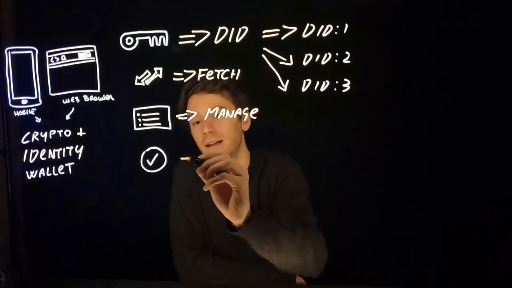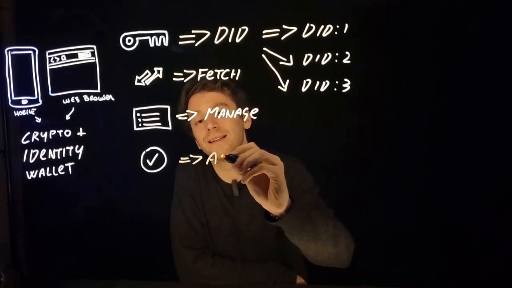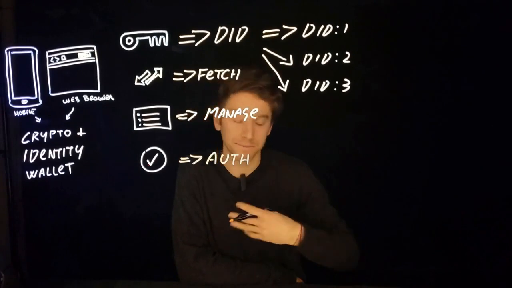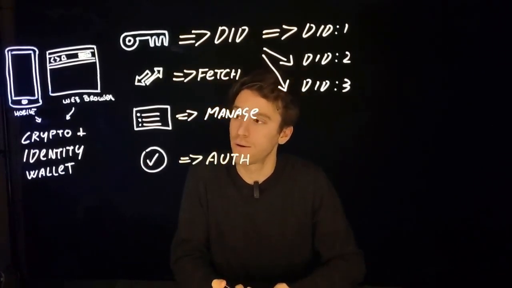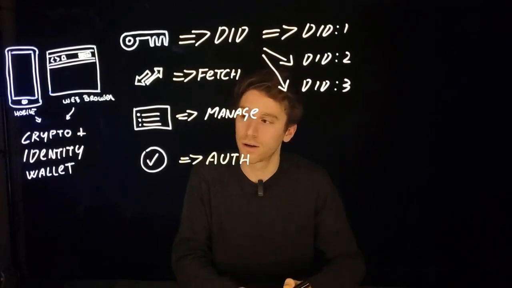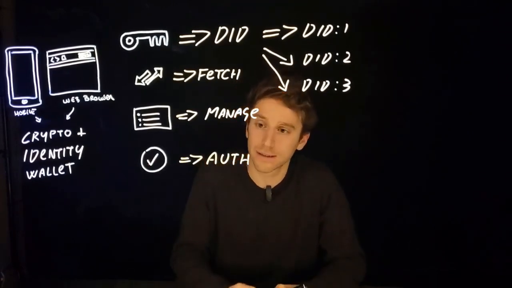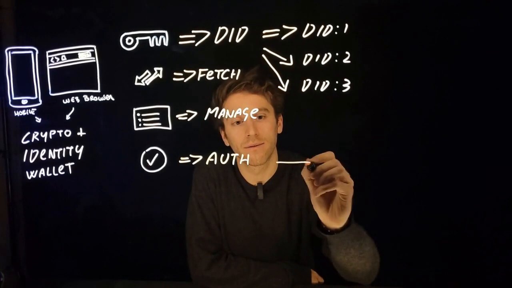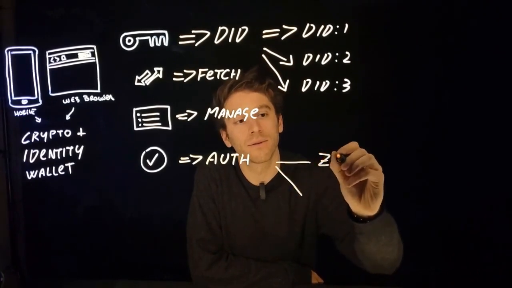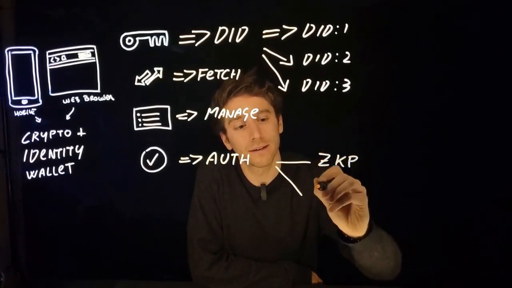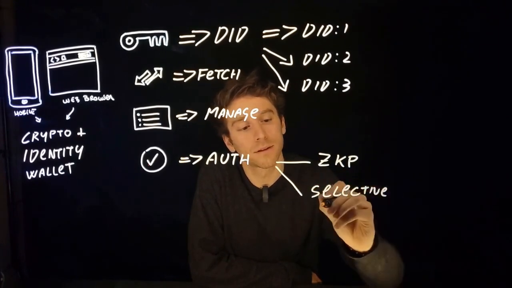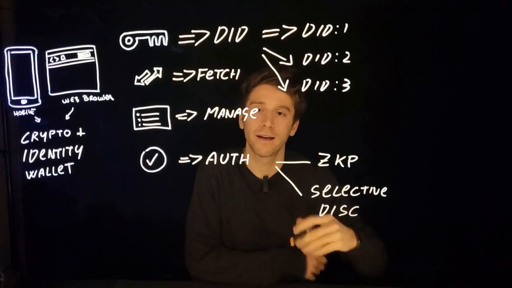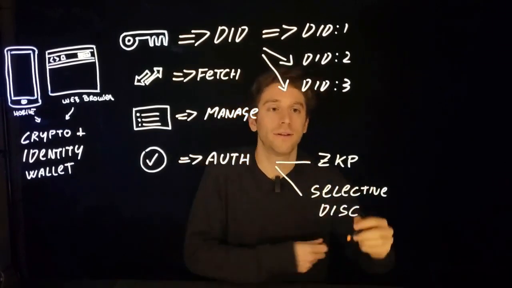And lastly, it allows you to authenticate yourself when you're speaking with verifiers. The authentication can work in the following two different ways. It can work via zero knowledge proof or via selective disclosure. So let's take an example to understand what's the difference.